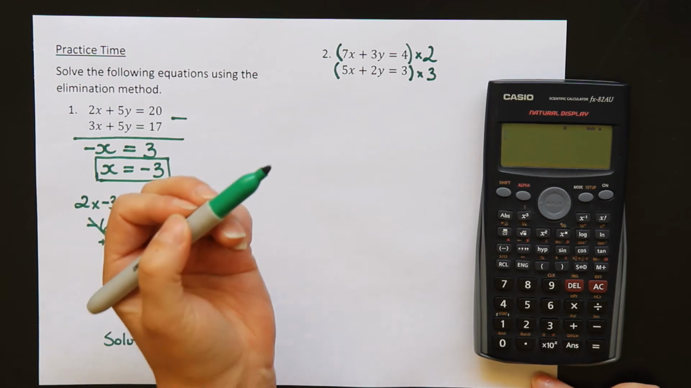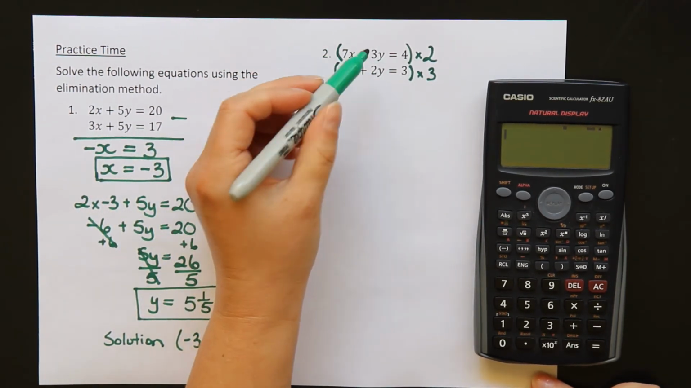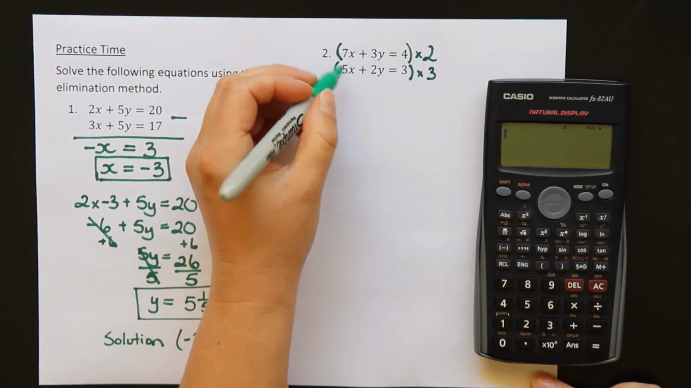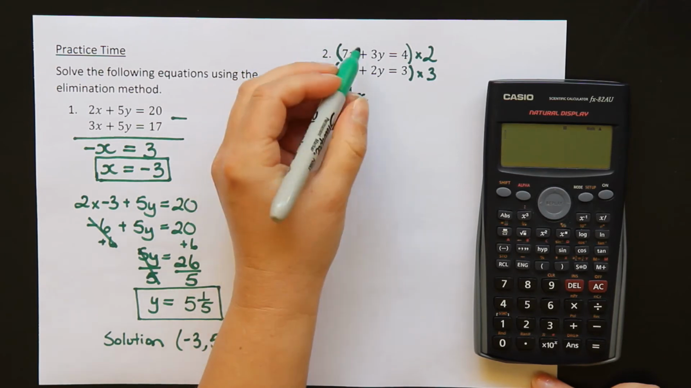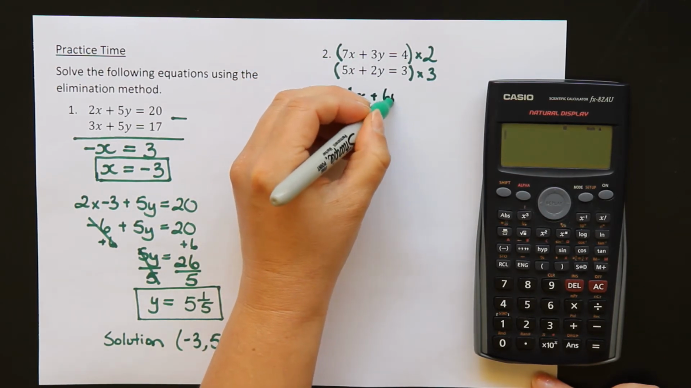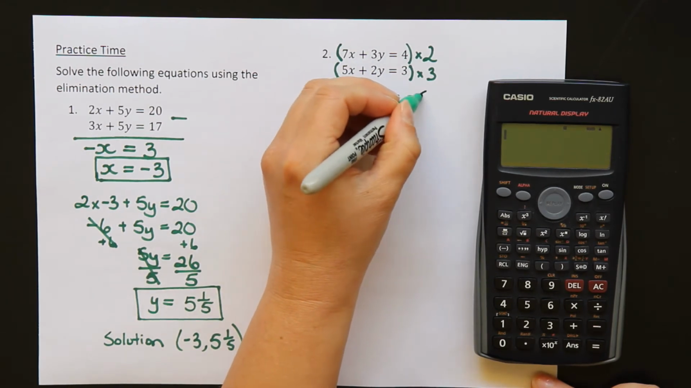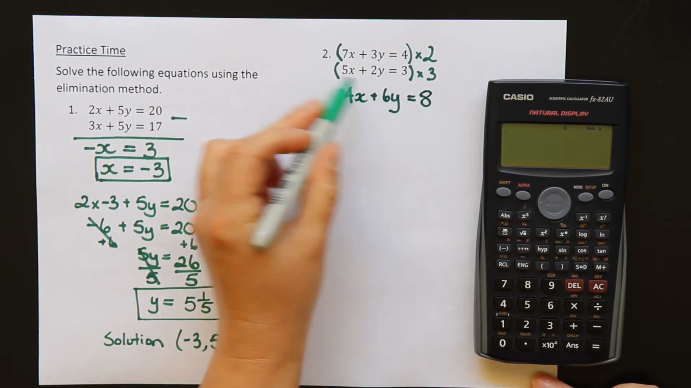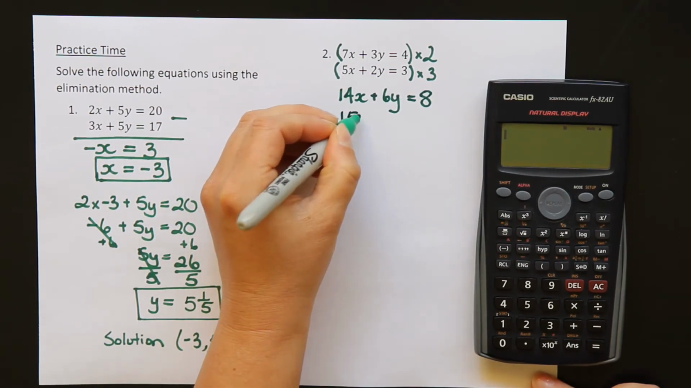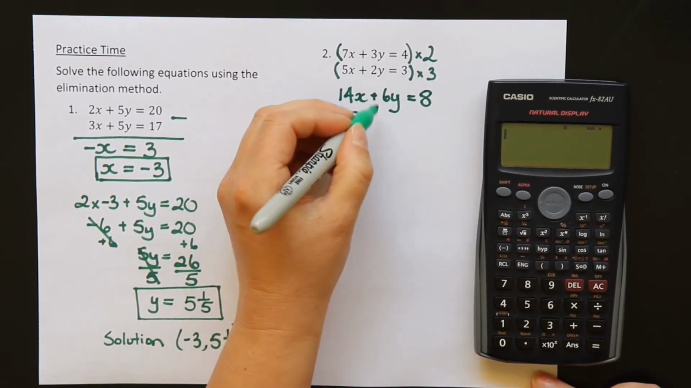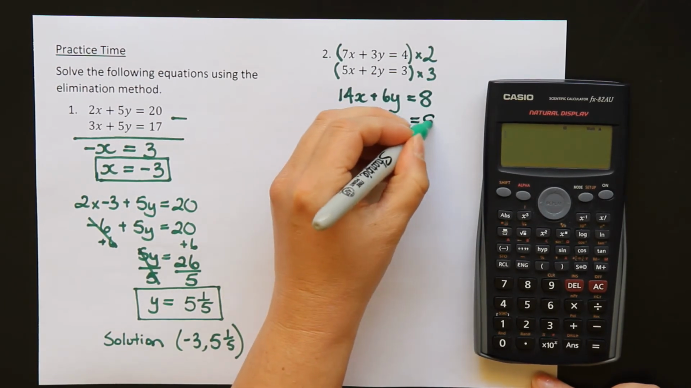That will mean that my y's will become 6y. So let's show that by doing this first equation. 2 times 7 is 14x. 2 times 3y is 6y. And 2 times 4 is 8. Okay, the second equation, multiply by 3. 3 5s are 15x. And 3 times 2 is 6y. And 3 times 3 is 9.